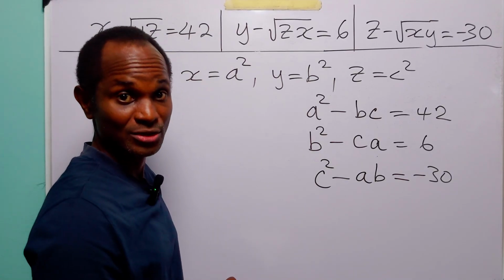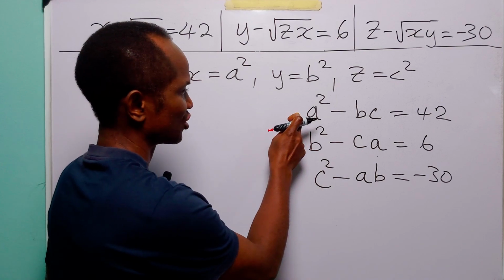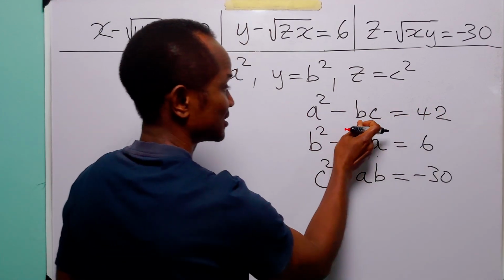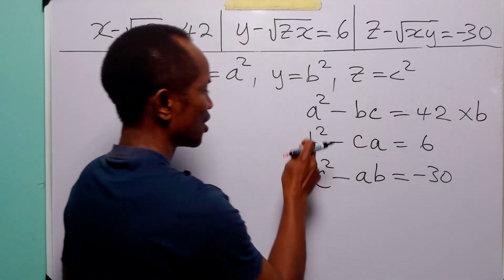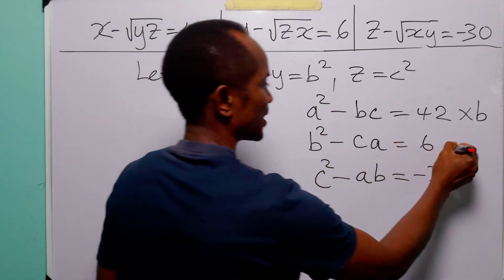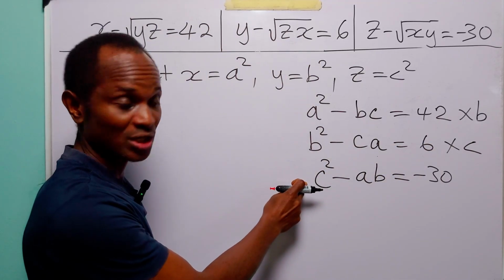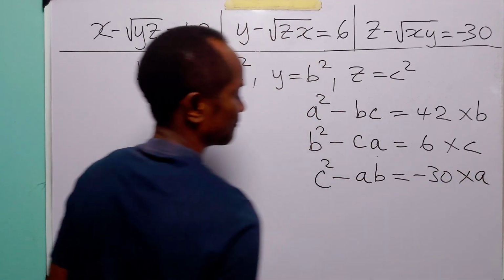Now, the next thing we are going to do is that we are going to multiply this first equation by b. So we have this times b. We are going to multiply through the second equation by c. So we have this times c. And we are going to multiply through the third equation by a. So we have this times a.